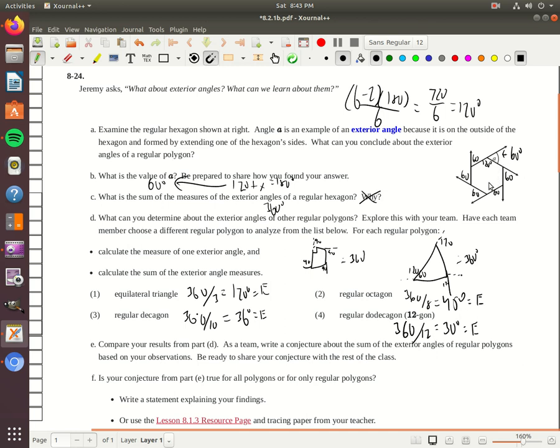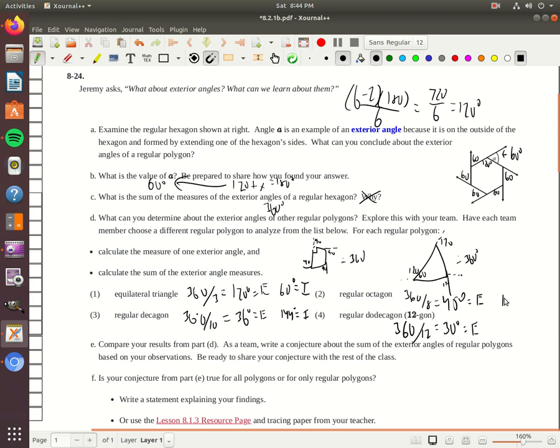And now think about it. We know that there's a supplementary relationship. So the interior angle here would be 60, right? Because 120 plus 60 equals 180. The interior angle here would be whatever 180 minus 36 is. So we're going to get 144 degrees as my interior angle.